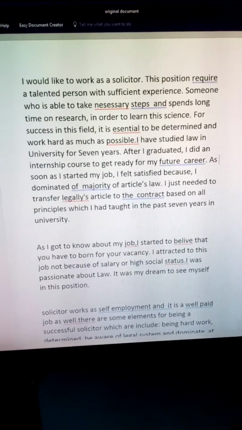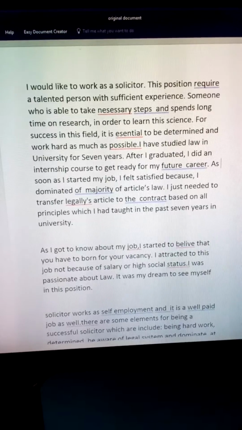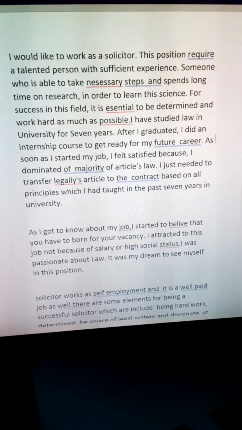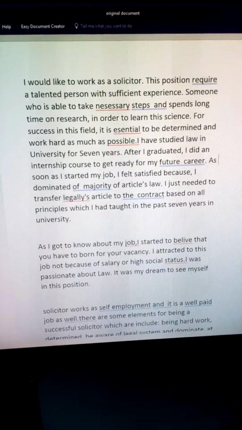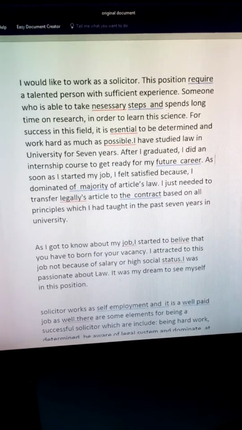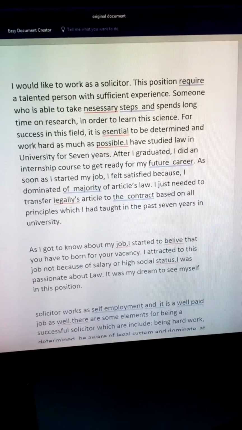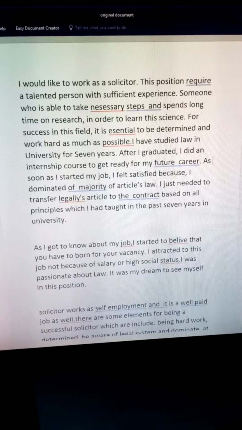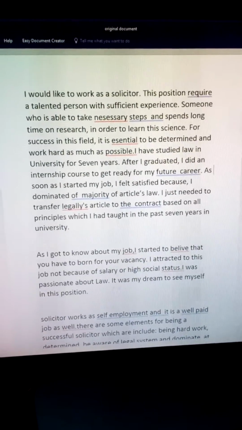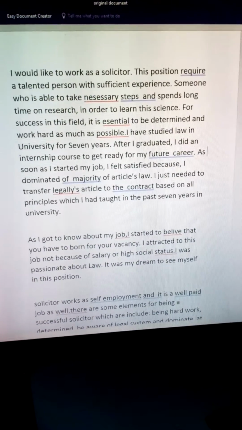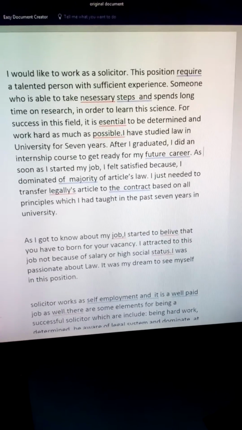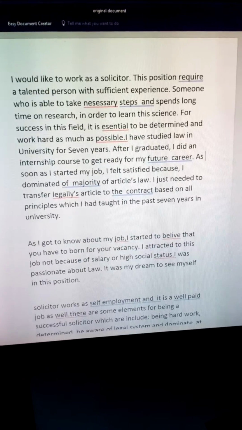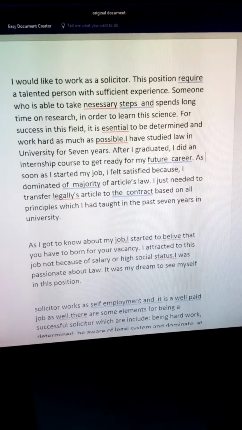I have studied law in university for 7 years. That's lovely, but perhaps as the reader, I might want to know the name of the university, and that would make that sentence even more informative. The next sentence, after I graduated, begins with a really good English word focusing on time. After. After I graduated, I did an internship course to get ready for my future career.